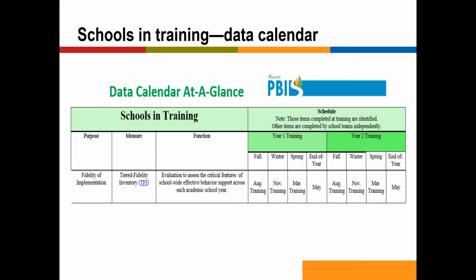This data calendar gives you an idea of when your school is expected to complete the TFI throughout training. To recap, your school will conduct the TFI at all 3 regional trainings and once again in the spring after training is completed, usually in the months of March through June.